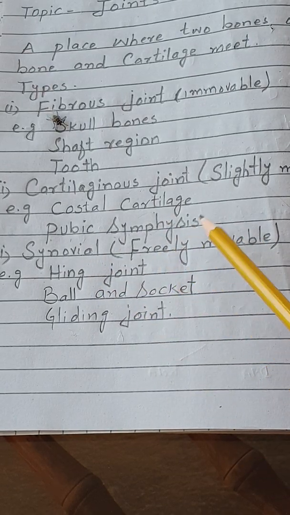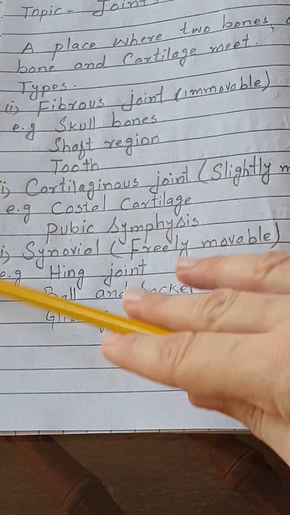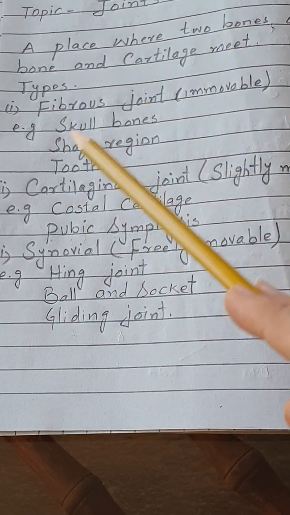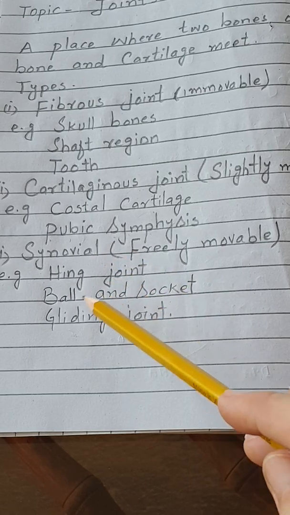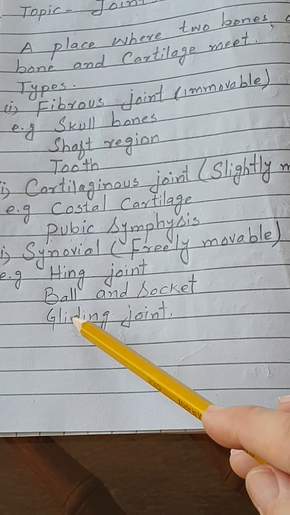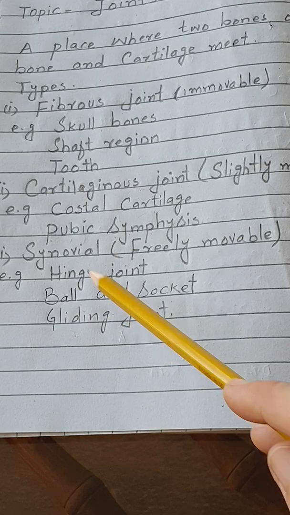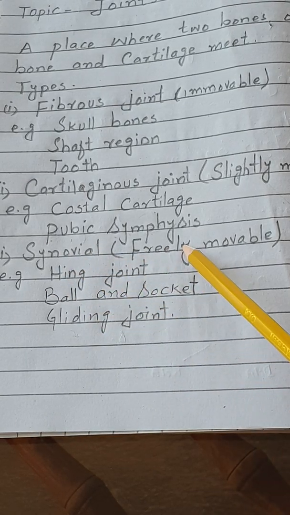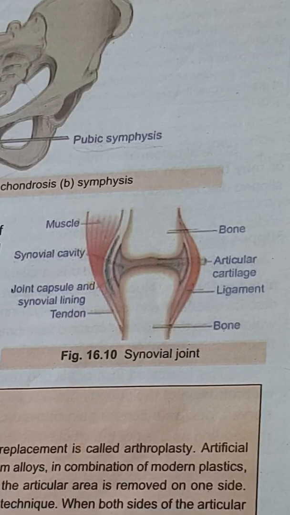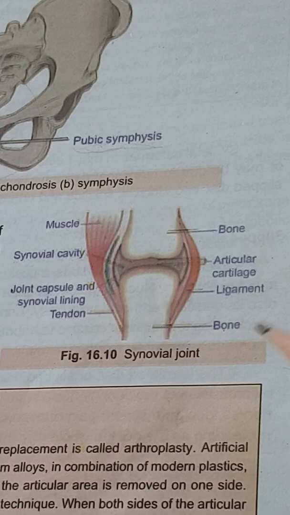The third type of joint is the synovial or freely movable joint. This is known as freely movable joint because this joint is present in those areas which can move freely, sometimes in two directions, sometimes in all directions, sometimes in only one direction, but it moves freely, so they are known as synovial joints. You can see the structure or the diagram of the synovial joint.